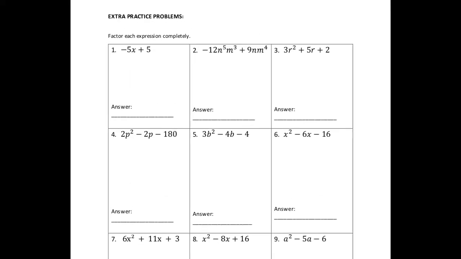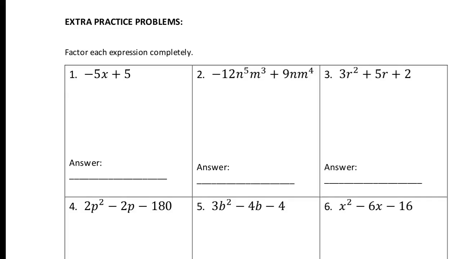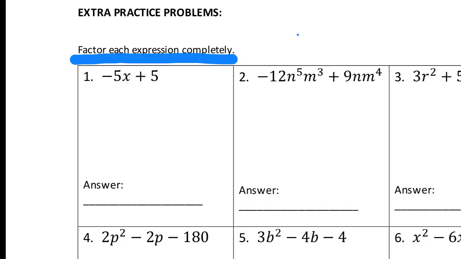Homework, it's notes. So let's start with the first one. Negative 5x plus 5. Directions say factor completely. Factor completely. So as I look at negative 5x plus 5, what do I always need to check for? GCF. So as I look at this, do I have a GCF? And what is it? It is not 5.